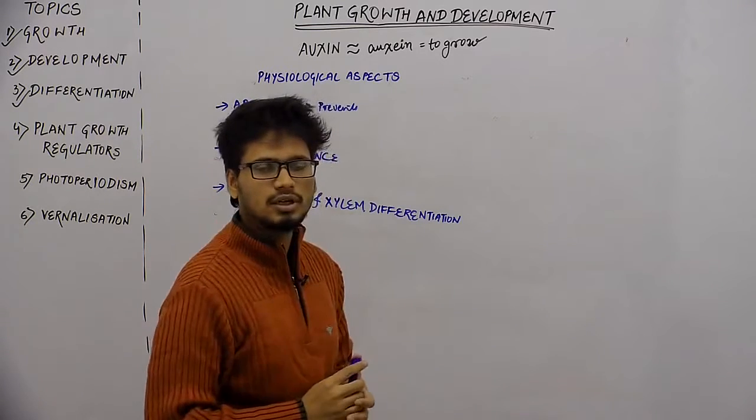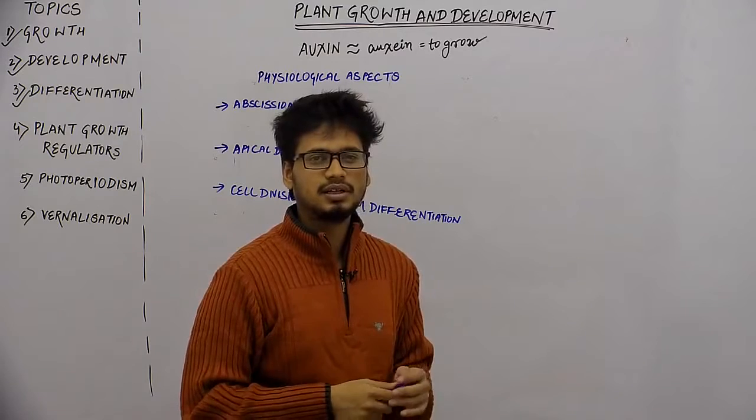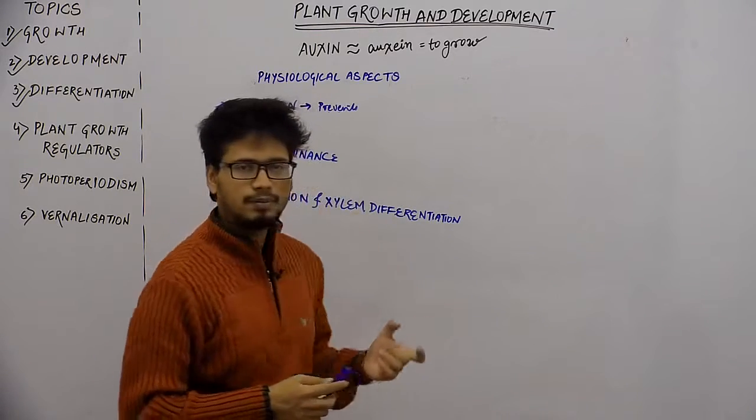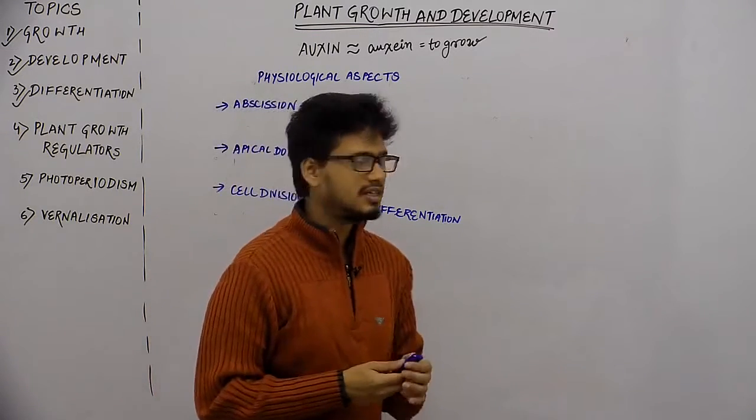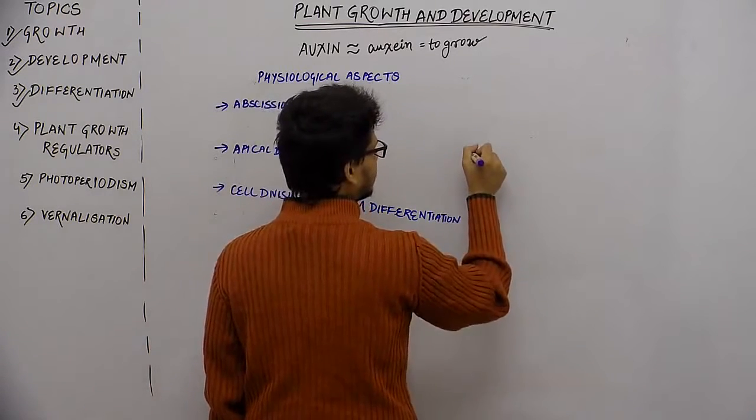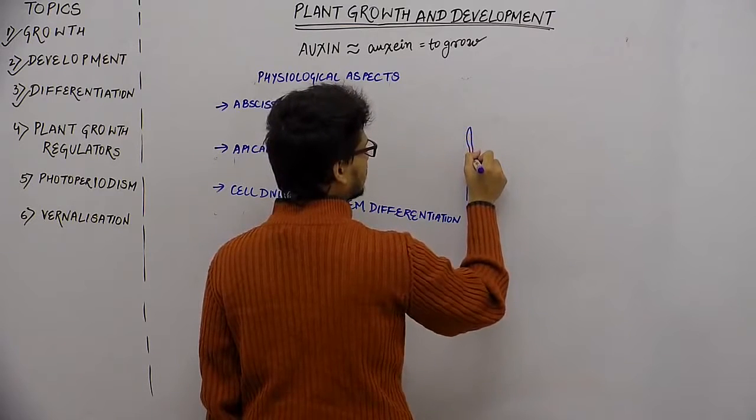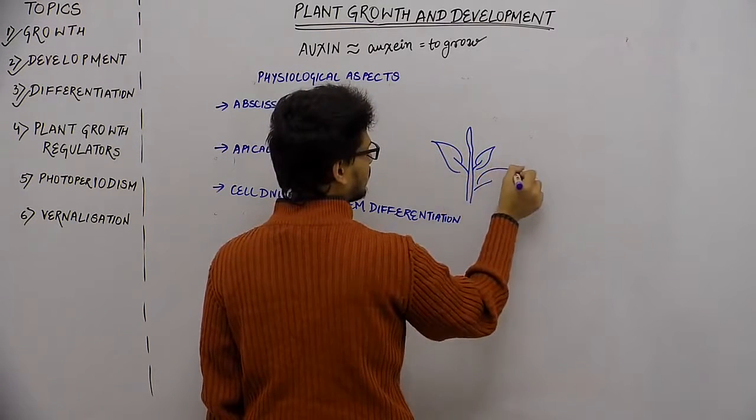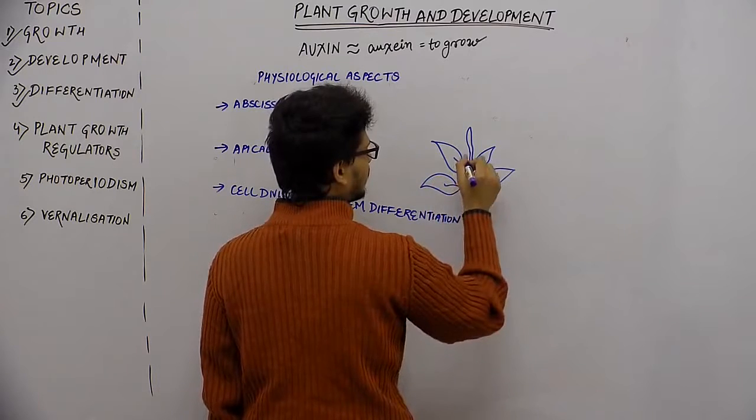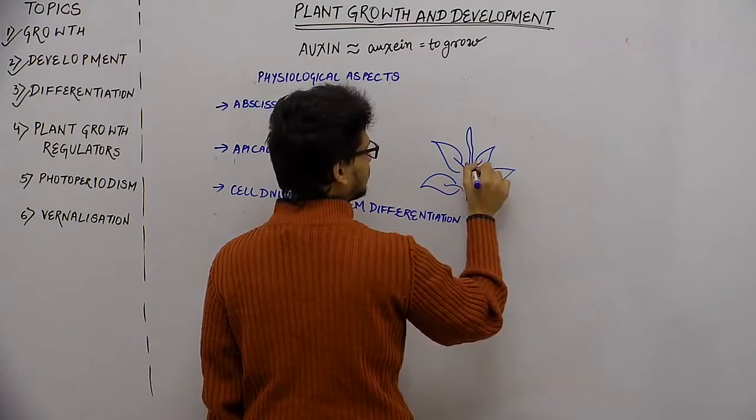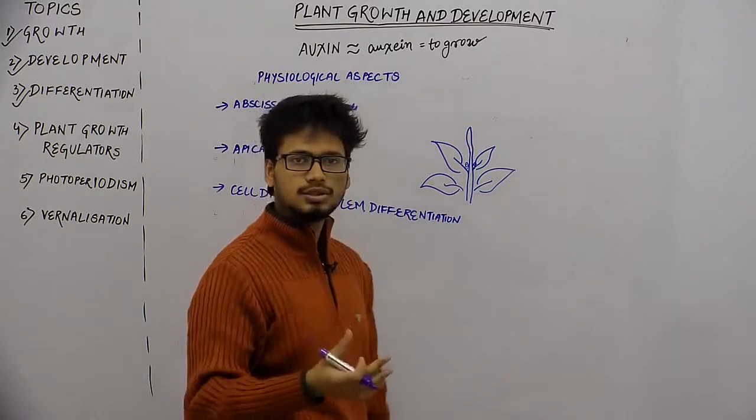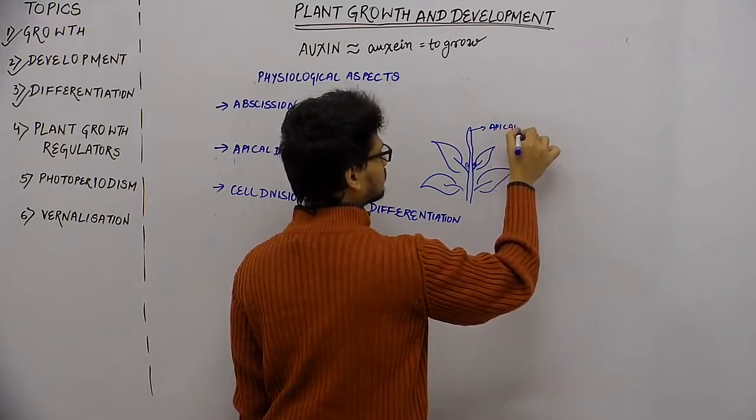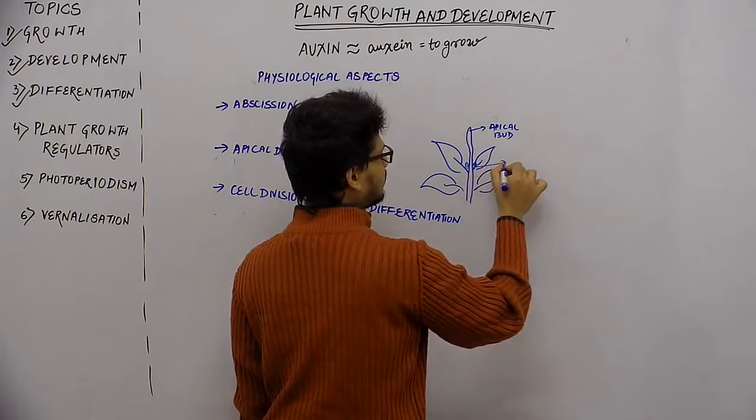Second is apical dominance. Now, as we saw in the earlier experiment, it is the tip where auxin is produced. So let's say we have a plant here. This is the plant tip, this is the leaf, and here there are buds. Buds are, let's say, condensed shoots or branches. So this is our apical bud, this is a lateral bud.